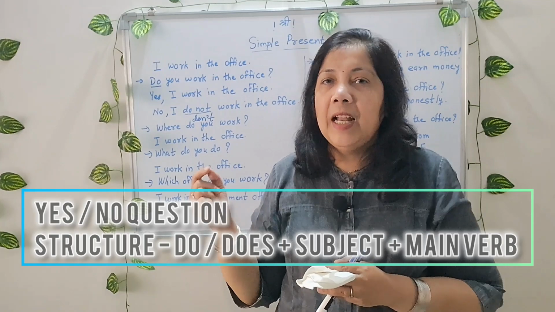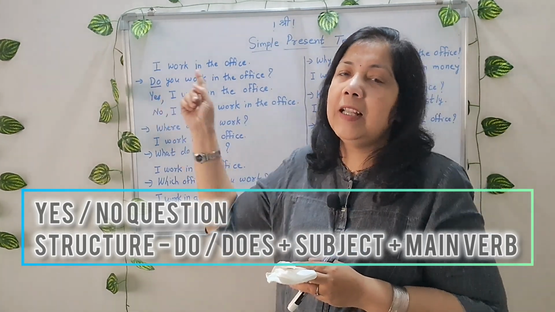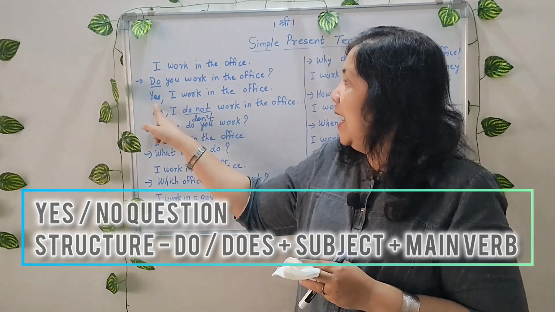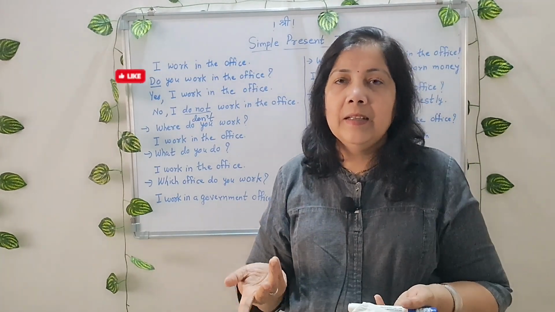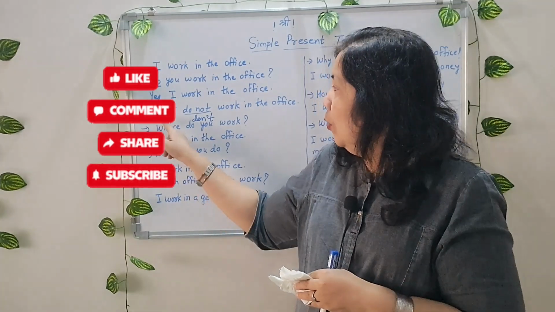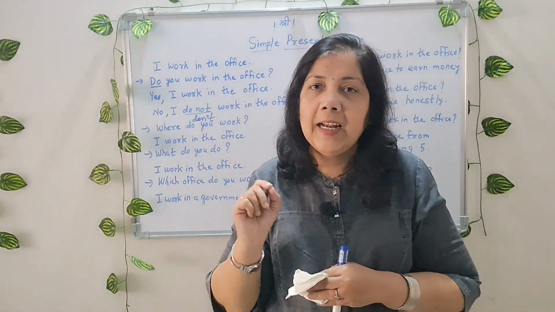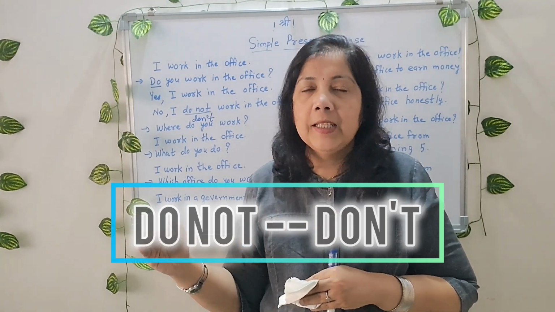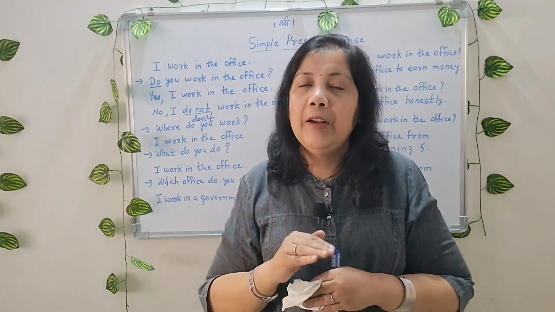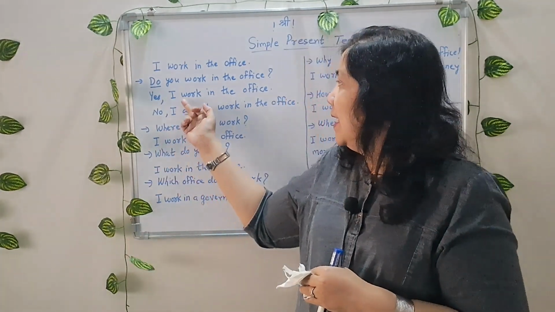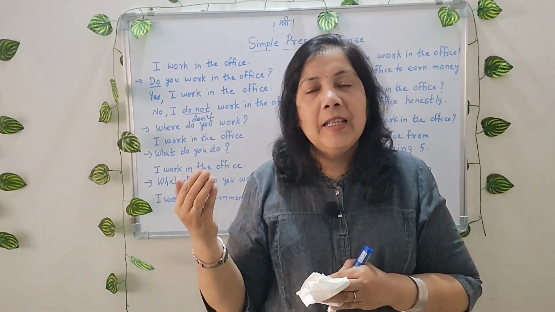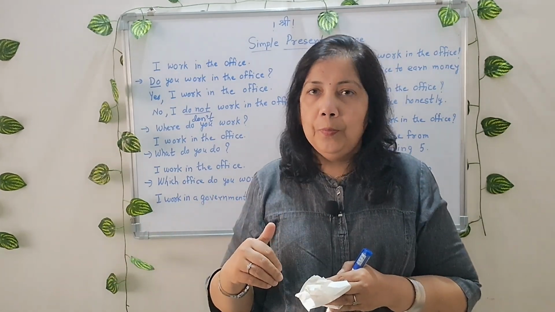This is a yes or no question. That type of question starts with do or does, the auxiliary verb, and the answer you always get is either yes or no. So, yes, I work in the office. Yes, then complete that sentence: I work in the office. Suppose no: No, I do not work in the office. Not is added to the sentence. While speaking, you can say don't: I don't work in the office. This is yes and no, and the question is called a yes or no question, because the answers you always get are either yes or no.